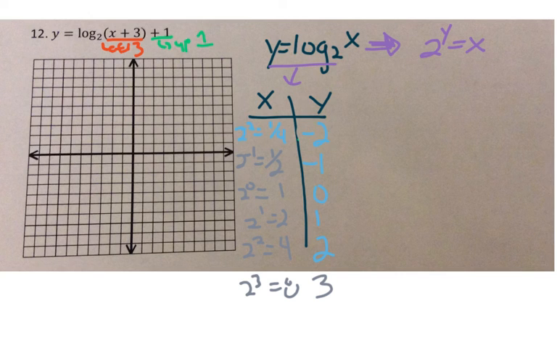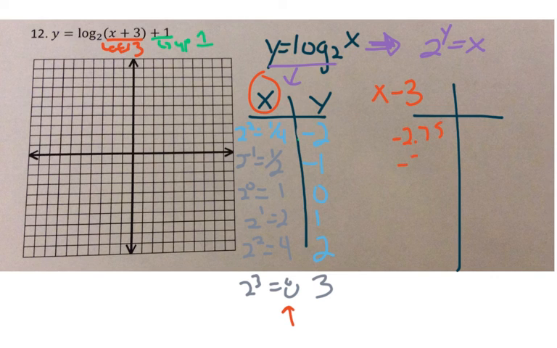But now, we need to graph these transformations. So my x values, I'm going left 3. So to go left 3, that means I subtract 3 from all of these x values here. So 1/4 minus 3 is -2.75. 0.5 minus 3 is -2.5. 1 minus 3 is -2. 2 minus 3 is -1. 4 minus 3 is 1. And 8 minus 3 is 5.